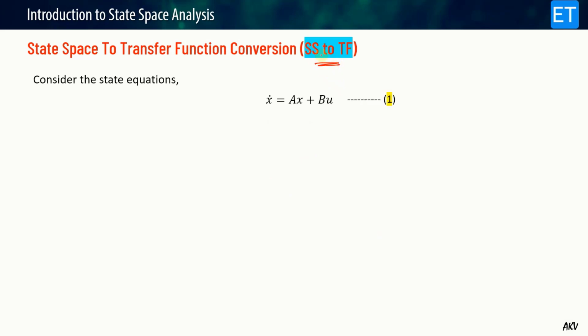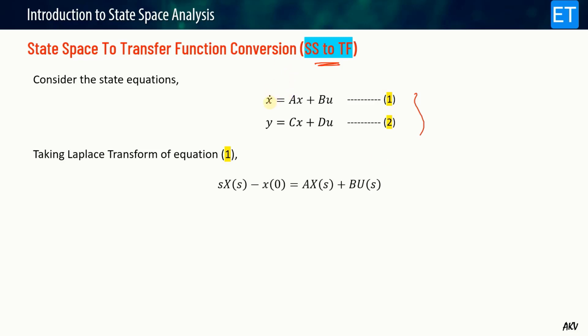Now consider these two state equations. Let's say my system is described by these two equations. To represent that system as the equivalent transfer function, first we have to take the Laplace transform of equation 1. When I take the Laplace transform, there's x dot, that is the derivative of x. Obviously it is sX(s) minus x0, where x0 is the initial condition, and AX(s) plus BU(s). So that is the Laplace domain representation of equation 1. But for finding the transfer function, by the classical theory we know that you have to neglect all initial conditions. So you have to make x0 equal to 0.